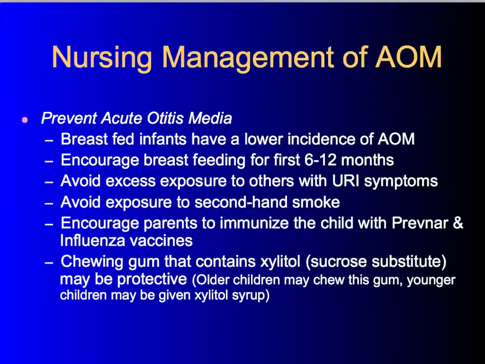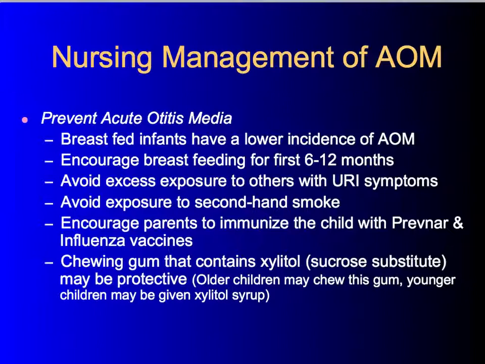Our goal of preventing acute otitis media is best implemented by encouraging infants to be breastfed for the first 6 to 12 months of life because they have a lower incidence of acute otitis media. We also want to avoid excess exposure to others with upper respiratory infection symptoms, avoid exposure to secondhand smoke, and encourage parents to immunize the child with Prevnar and influenza vaccines. It's also been noted for older children that chewing gum that contains xylitol, a sucrose substitute, can be protective. So older children can chew this gum.